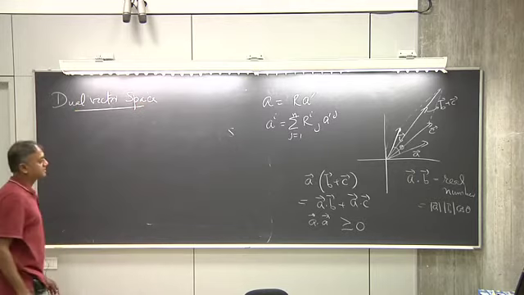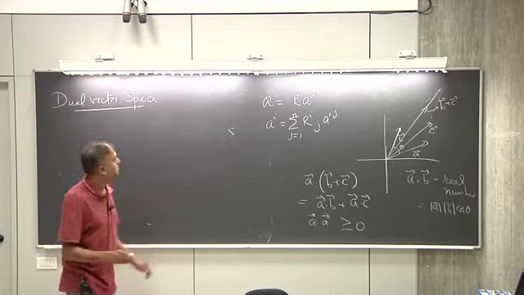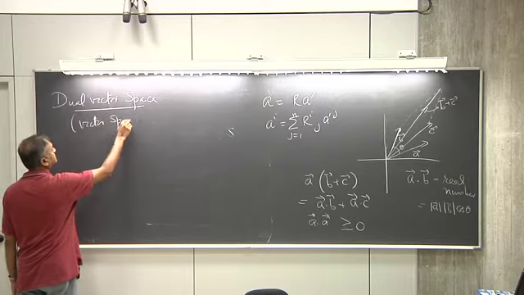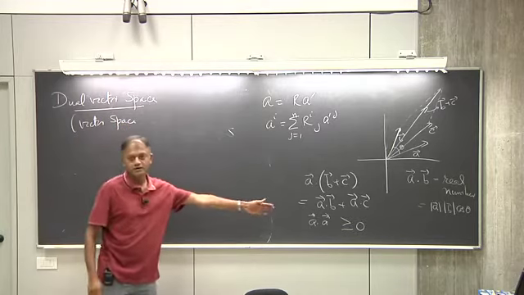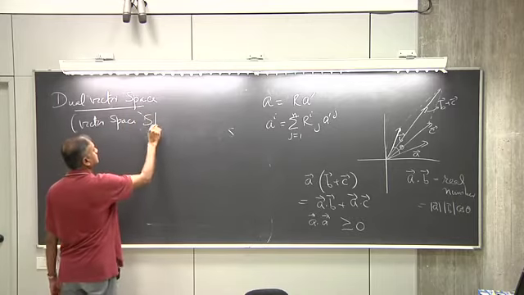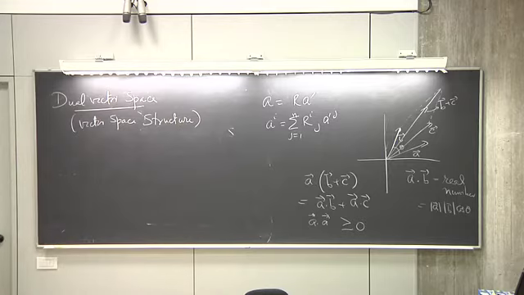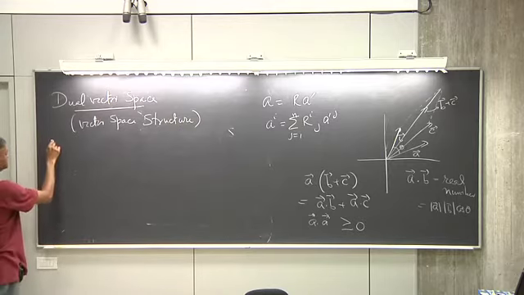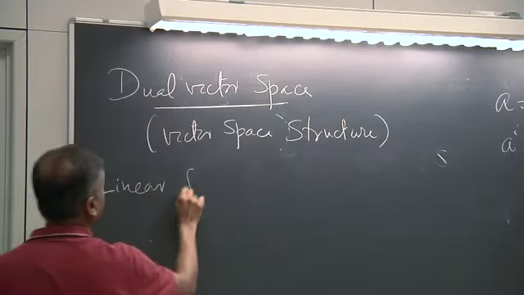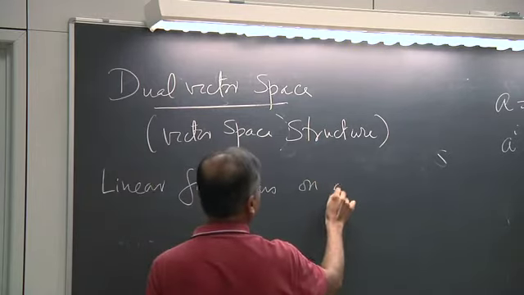So for the dual vector space, I'm still going to use only the vector space structure, nothing more. No extra features like scalar products and so on. So the idea here is to consider linear functions on a vector space.